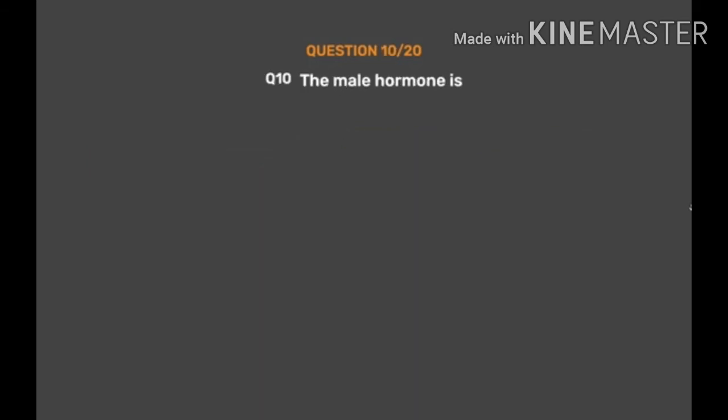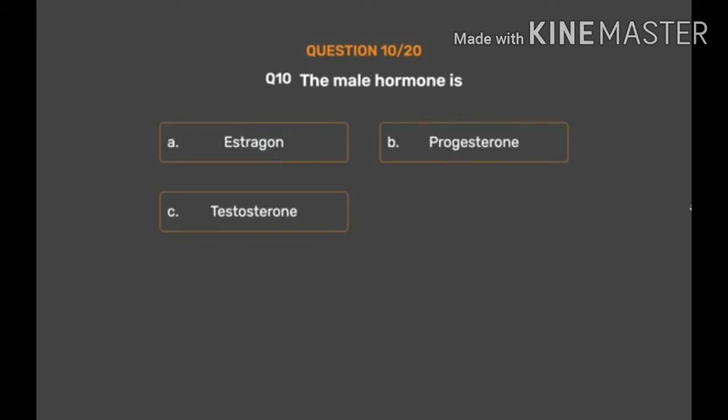Question number 10. The male hormone is option A, estrogen. Option B, progesterone. Option C, testosterone. Option D, all of these.